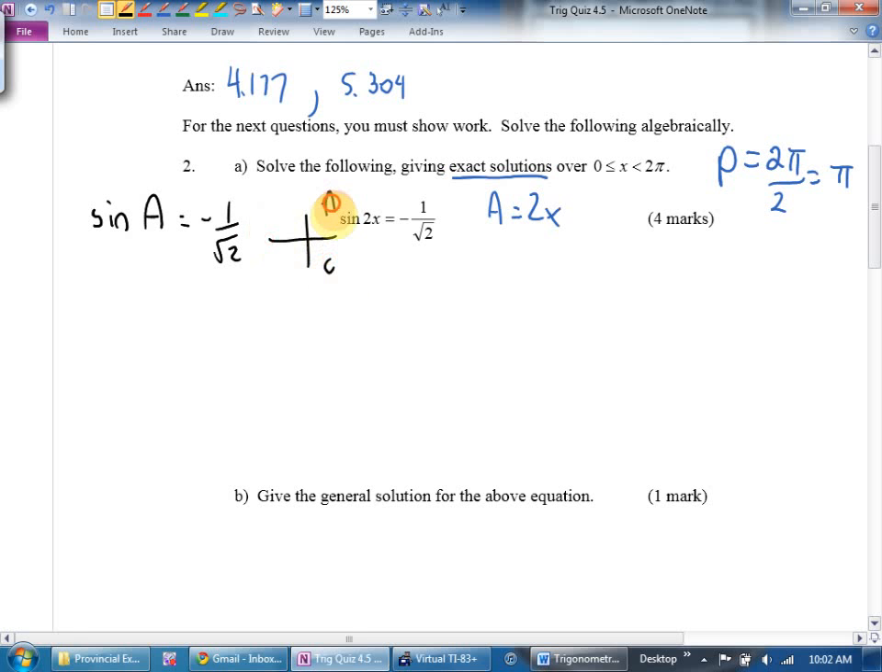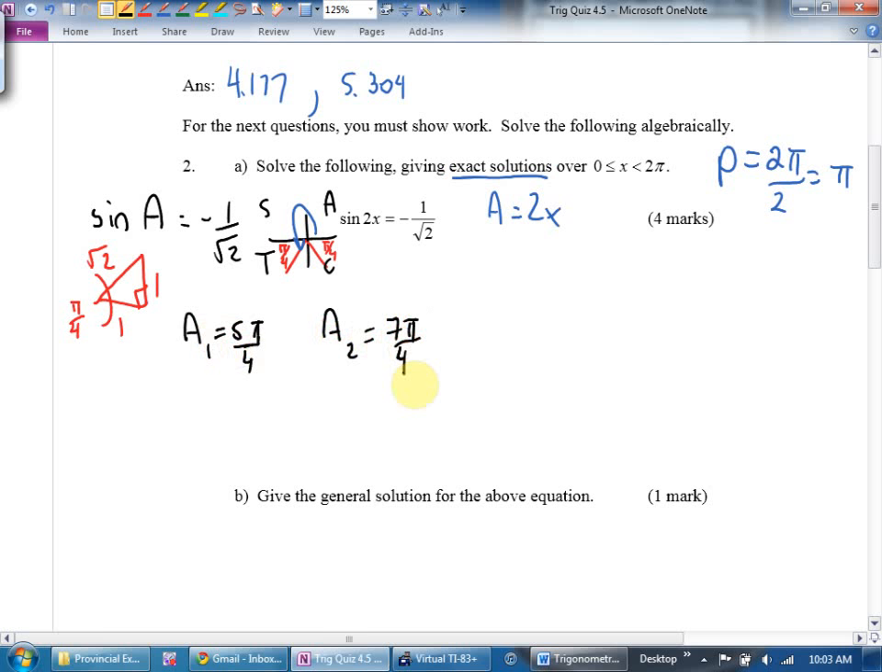And when I use my CAST rule, sine is negative. Why? Sine is negative here and here. Oh, it's the 1, 1, root 2 triangle, where this angle here has a sine of 1 over root 2 and a cosine of 1 over root 2. And this angle here is, count it, pi by 4. So that means that this angle is pi by 4, and that means that this angle is pi by 4. Which means my whole angle is, let's see, my first a value is 5 pi by 4. And my second a value is 7 pi by 4.